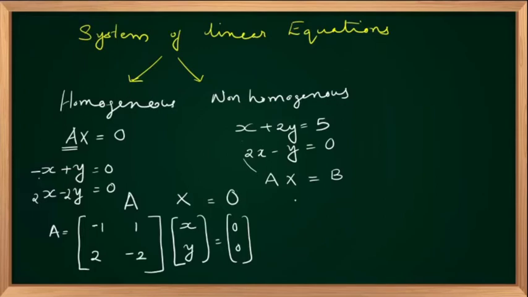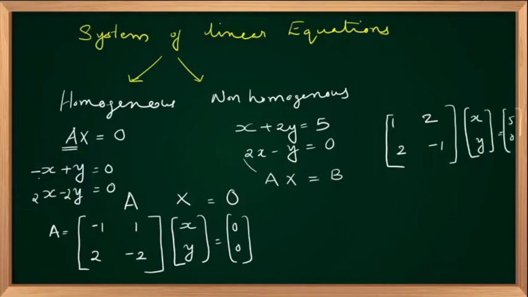Similarly, here AX equal to B, I can split the equation into coefficient and variable format. So the coefficients are 1, 2, then 2, minus 1, times [x, y] will be equal to [5, 0]. So this is an example of a non-homogeneous system of linear equations, because I have the format AX equal to B, right? So in both these cases, what are the requirements for a system of linear equations to be consistent?